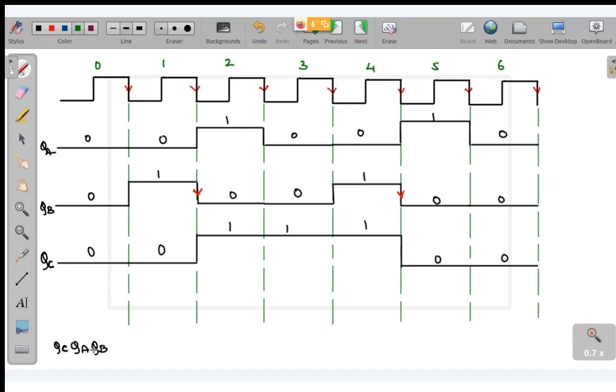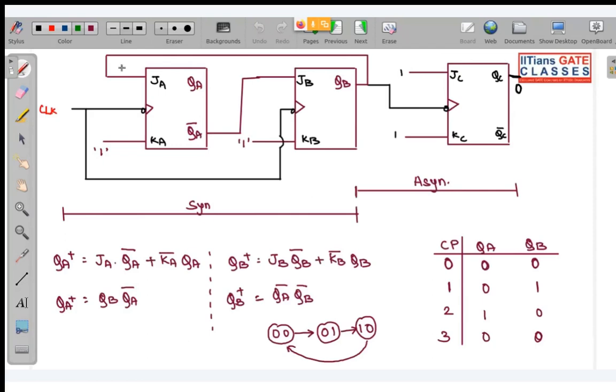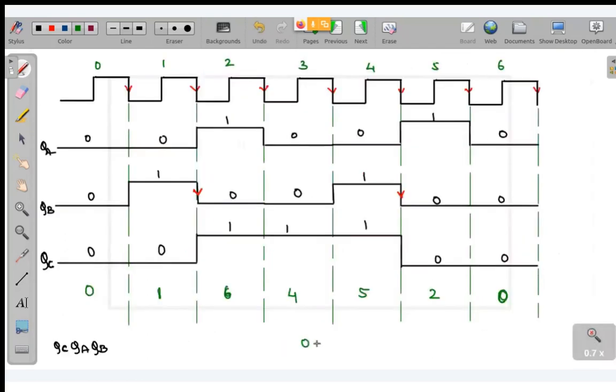Now if you write QC, QA, QB, this is equal to 0. So 0, 0, 1. So this is 1. 1, 1, 0. So this is 6. Next is 1, 0, 0. So that is 4. So next will be 1, 0, 1. So this is 5. This is 0, 1, 0. So this is 2. And once again you are getting 0. So the state diagram for this whole flip-flop is: from 0 to 1, from 1 to 6, from 6 to 4, from 4 to 5, from 5 to 2, and then again back to 0.